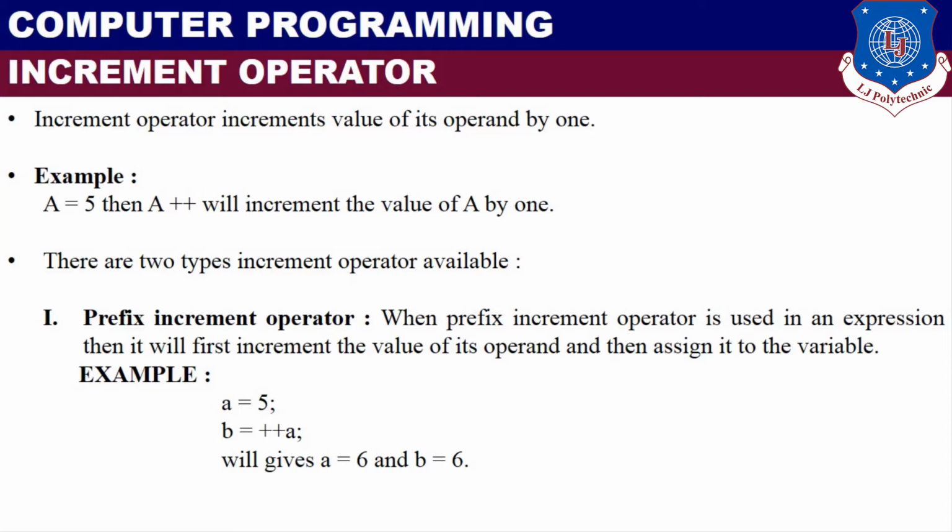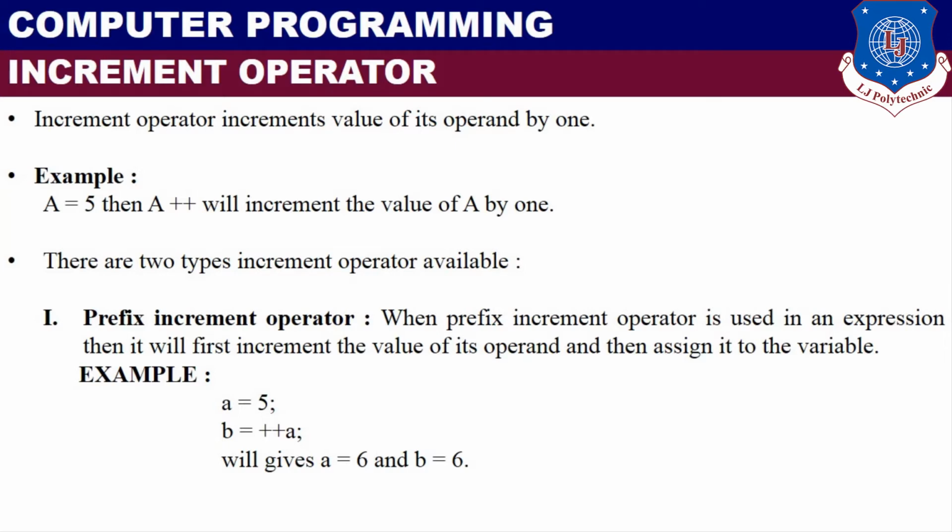The increment operator increments the value of its operand by 1. For example, a equals to 5, then a plus plus will increment the value by 1. Thus, the value of a will become 6. There are two types of increment operator available: the prefix increment operator and the postfix increment operator.